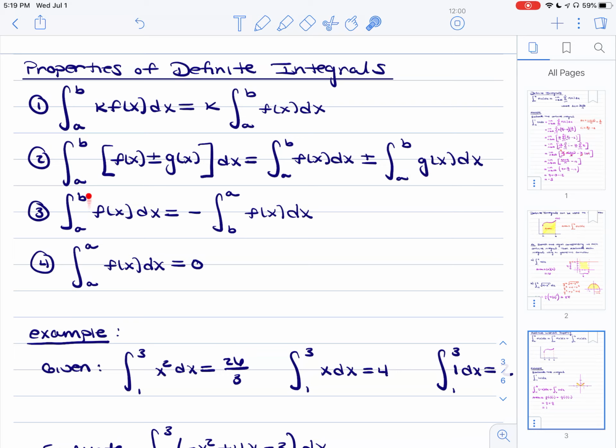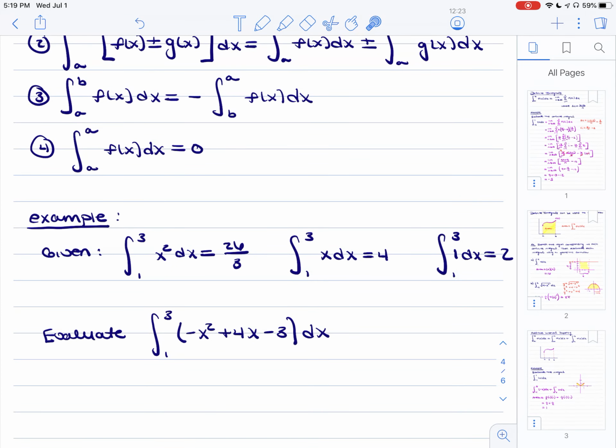If our original limits go from a to b, and we flip those limits to go from b to a, so we switch the order of our limits, then our integral is the opposite sign. And then lastly, if our upper and lower limits are the same, then the integral is always equal to 0. Let's look at a couple quick examples using these.